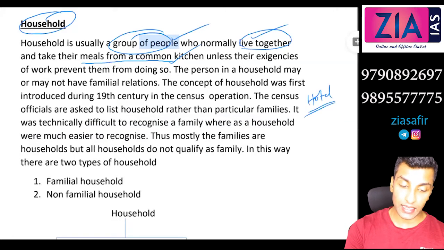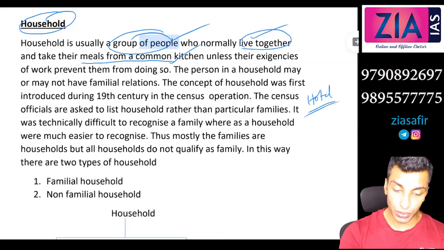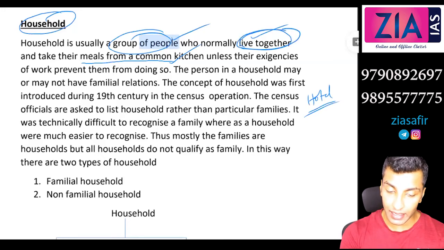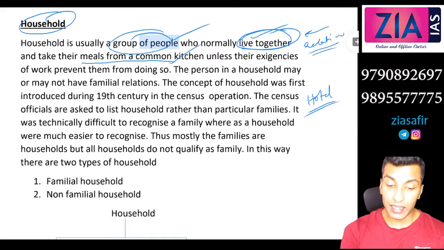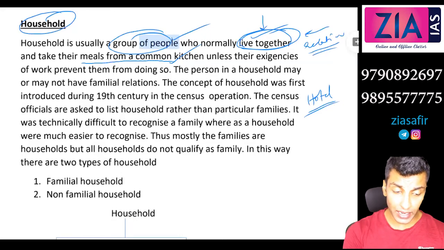It is not necessary that the people living in the same house are relatives. Living together doesn't mean they need to be relatives. But when it comes to family, they must have some kind of relation. They should be kin, related either by blood, by marriage, or by adoption. So some kind of relation is required when we discuss family.